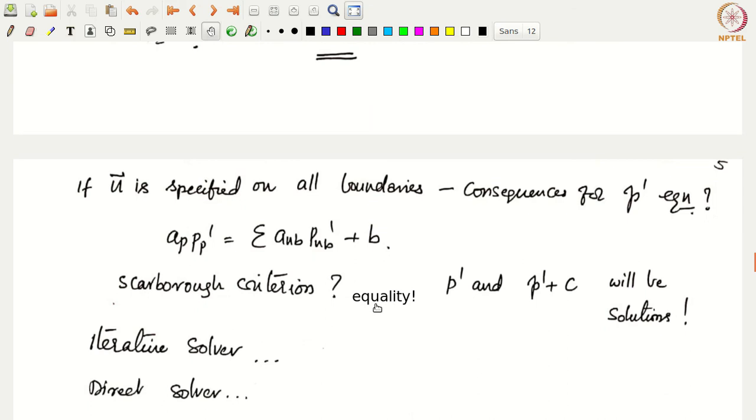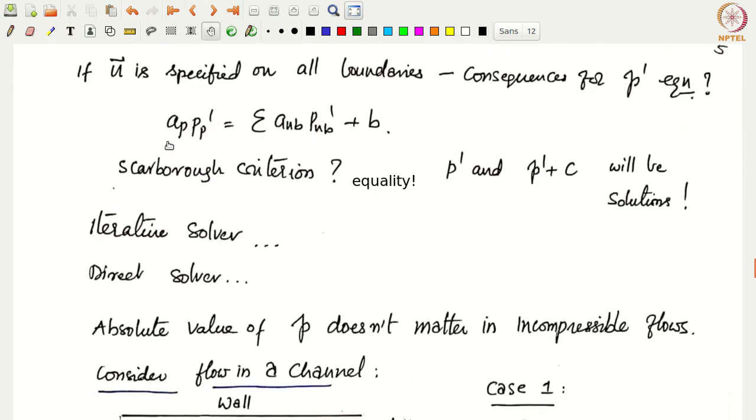But then, okay, how do I solve for this problem? Will it work? Yes, it will still work, because Scarborough is only a sufficient condition, right? So you will still be able to solve for this. In case you cannot solve for this, then use under relaxation here, right? Essentially bump up the AP value by dividing it by some under relaxation factor, and then it will converge. But what we see is that because Scarborough is only satisfied in equality, both P prime as well as P prime plus C will be solutions, right?